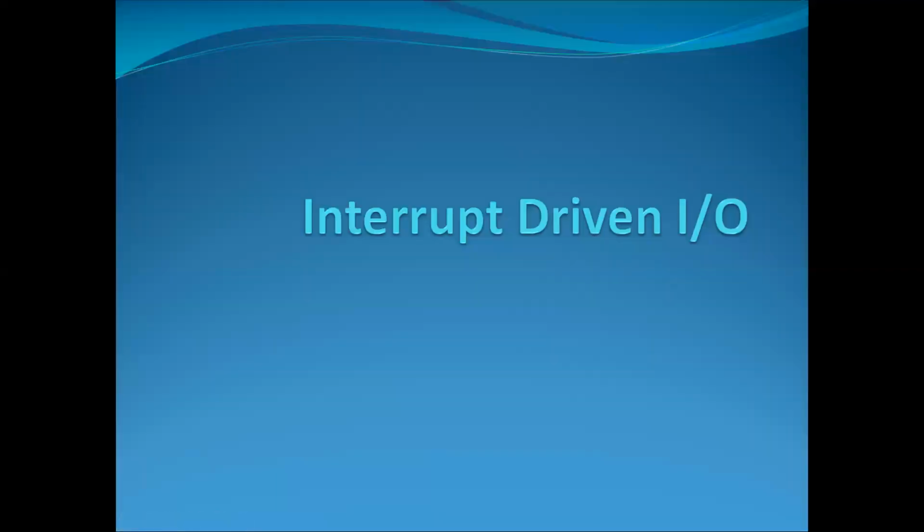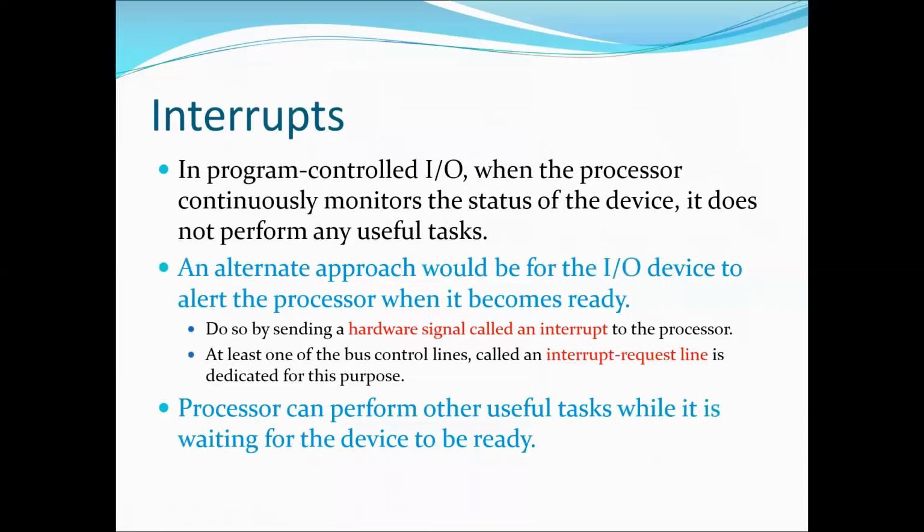So the next kind of data transfer is called the interrupt-driven IO. To discuss the interrupt-driven IO, first we'll discuss what interrupts are. In program controlled IO, the processor continuously monitors the status of the device. It doesn't perform any useful tasks, it will continuously check the status of the devices. This is also known as busy waiting.